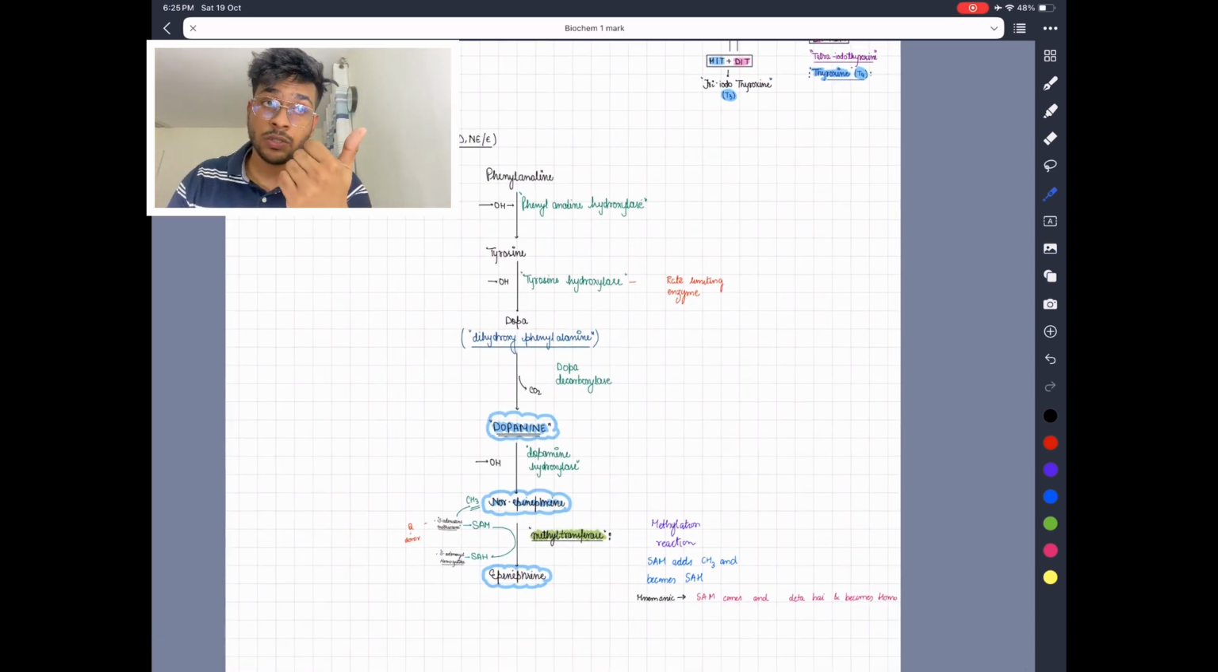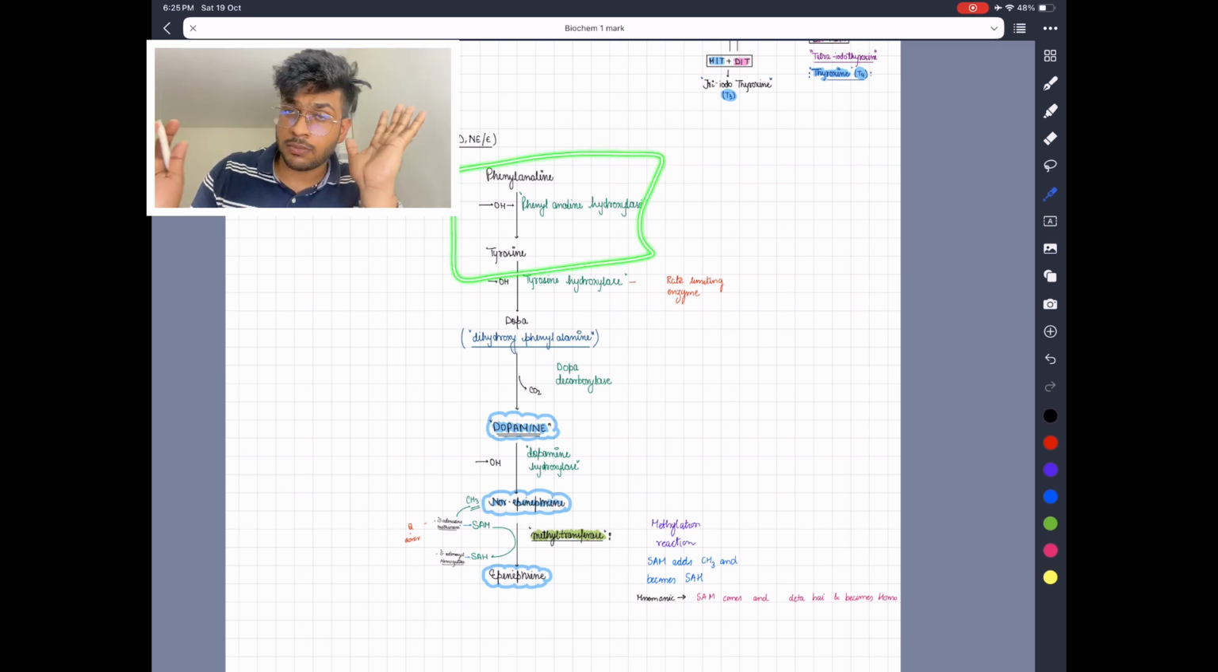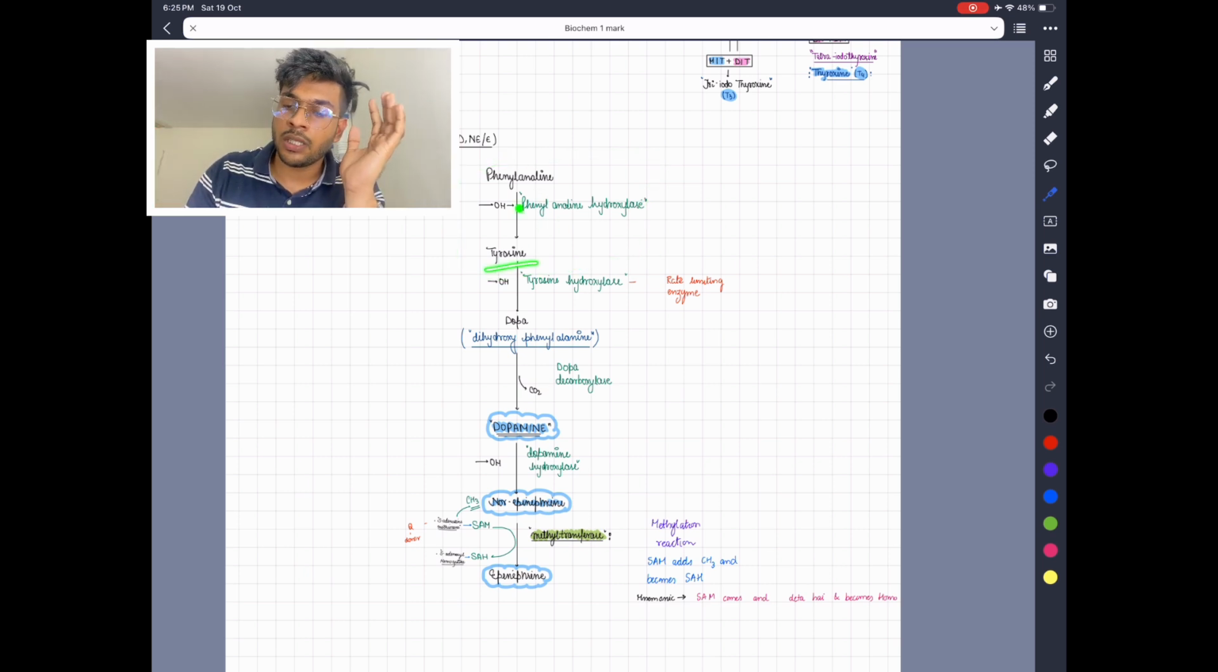phenylalanine and tyrosine, which can also be used to make catecholamines. Catecholamines are dopamine, epinephrine, and norepinephrine. We already know this particular reaction, phenylalanine to tyrosine, which happens by phenylalanine hydroxylase. Now tyrosine can go into the melanin route, but this time it will go into the next route, forming dopa, in which the enzyme used is tyrosine hydroxylase, where water OH is getting added, and it will form dopa.